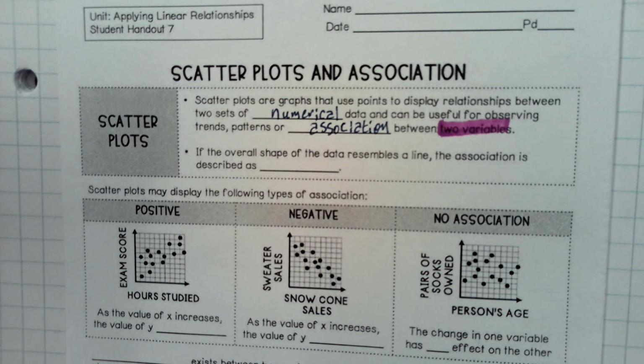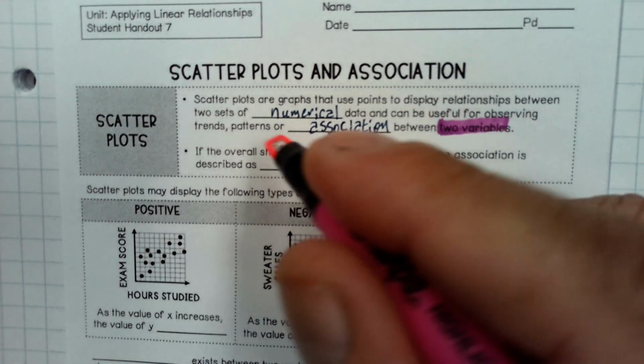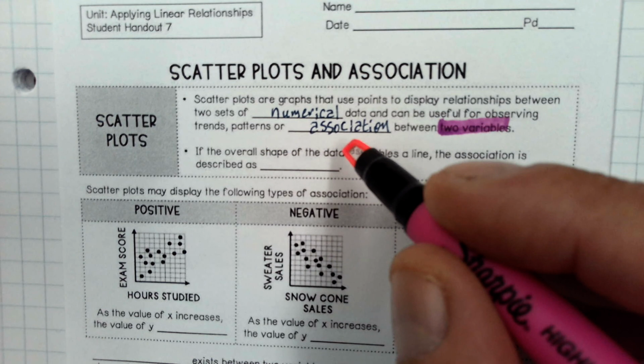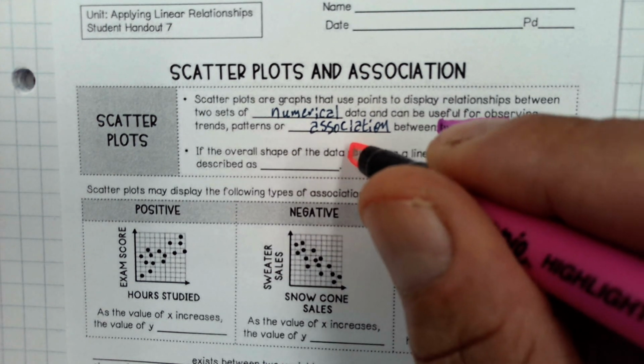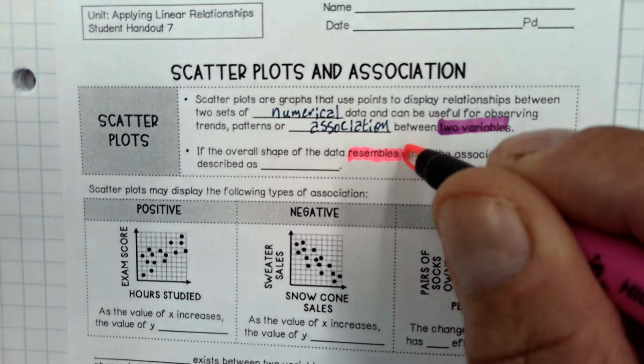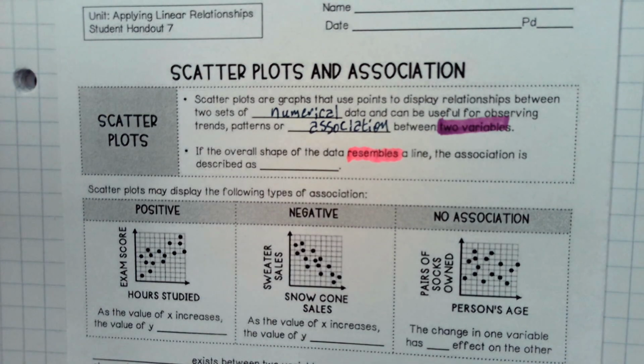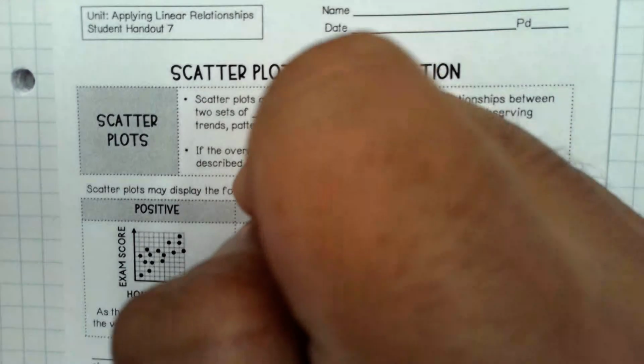If the overall shape of the data resembles a line, and this is important, resembles a line. Sometimes you're going to look at this and say, this doesn't even look like a line. So it says, if the overall shape of the data resembles a line, the association described is linear.